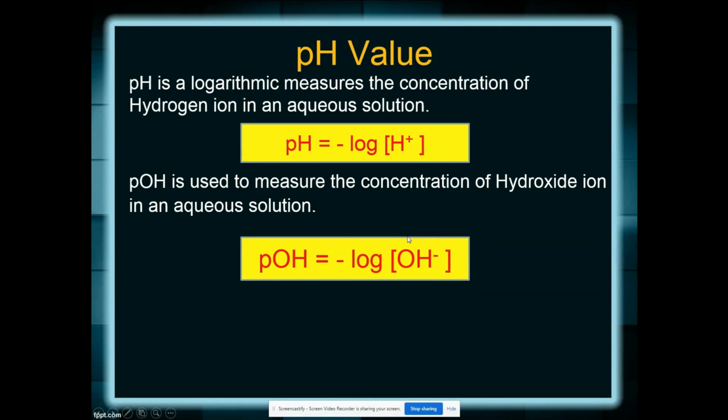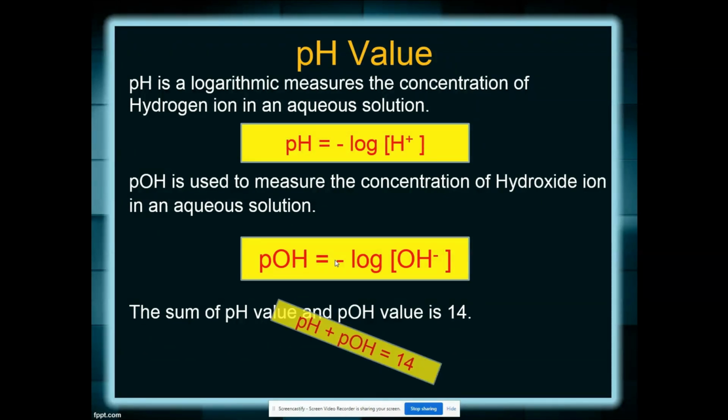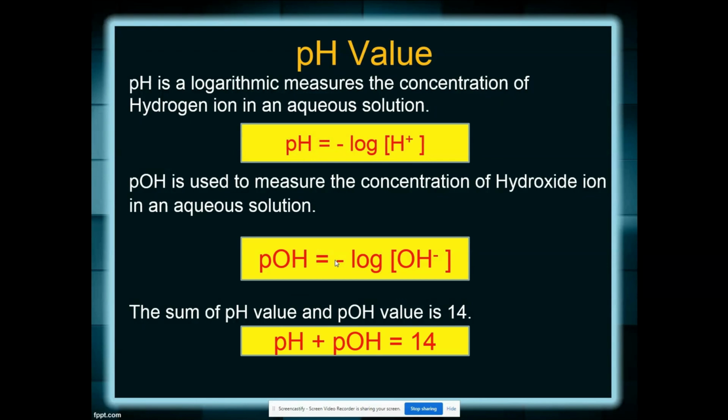As we learned in the previous lesson, there are two types of substances, acid and alkaline. So pH is applicable to acidic substances and pOH is for alkaline substances. Now, the sum of the pH value and the pOH value is 14. That's where pH plus pOH gives us the scale of 14.